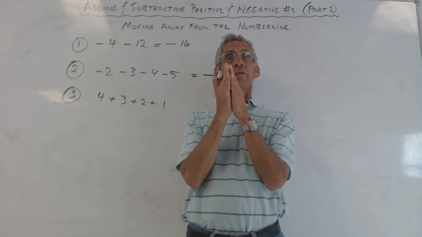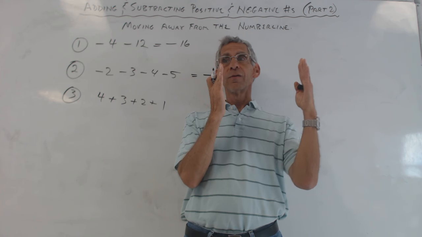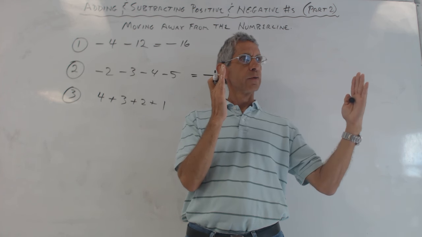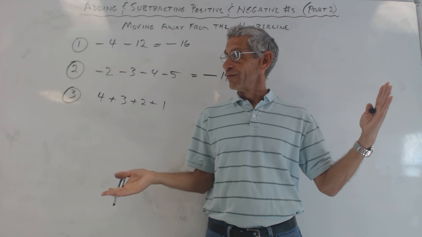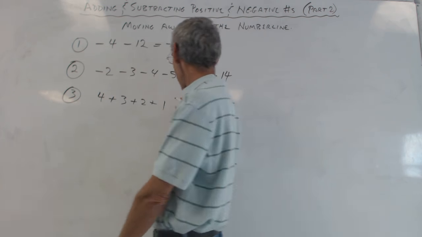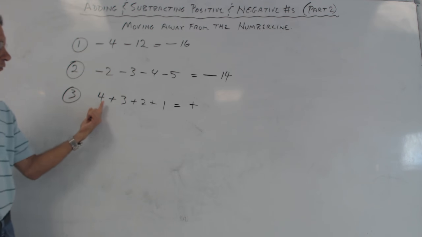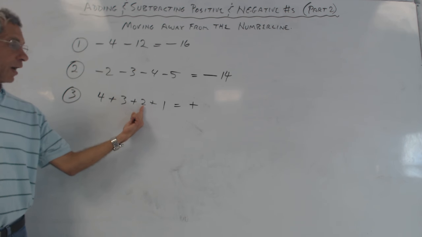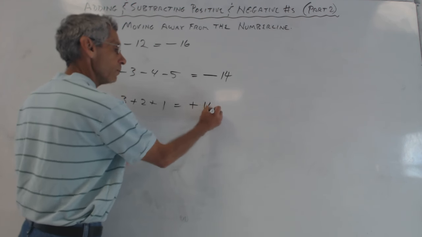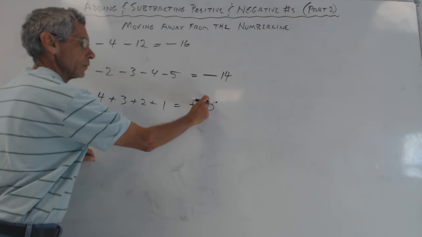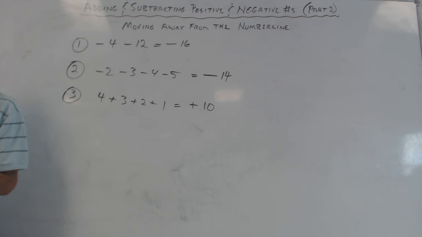4 is positive, so I go 4 plus 3 plus 2 plus 1. Oh, look, they're all positive. That must mean they're all positive. Therefore, the answer is positive, and I'm just going to be adding the numbers together. So 4 plus 3 is 7, plus 2 is 9, plus 1 is 10. So positive 10, right?